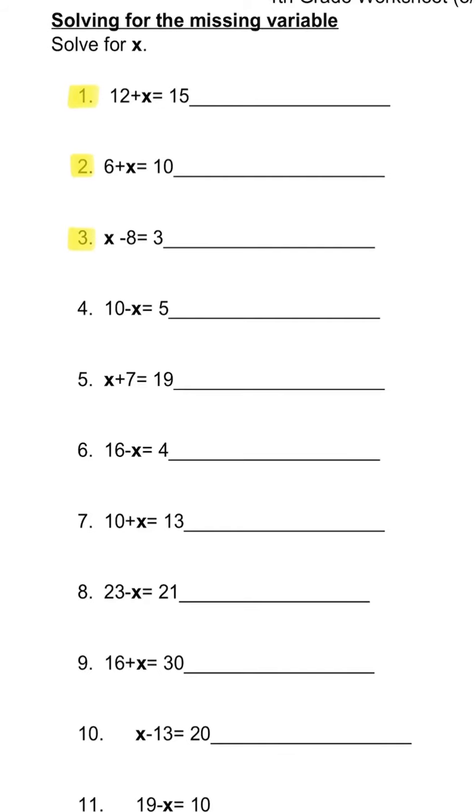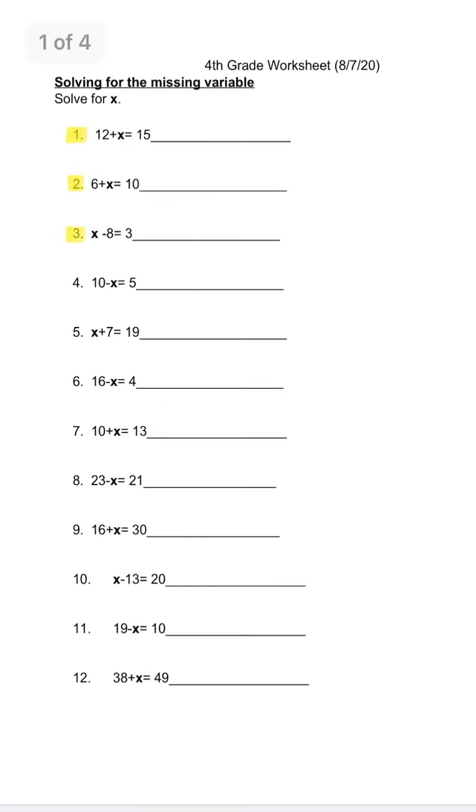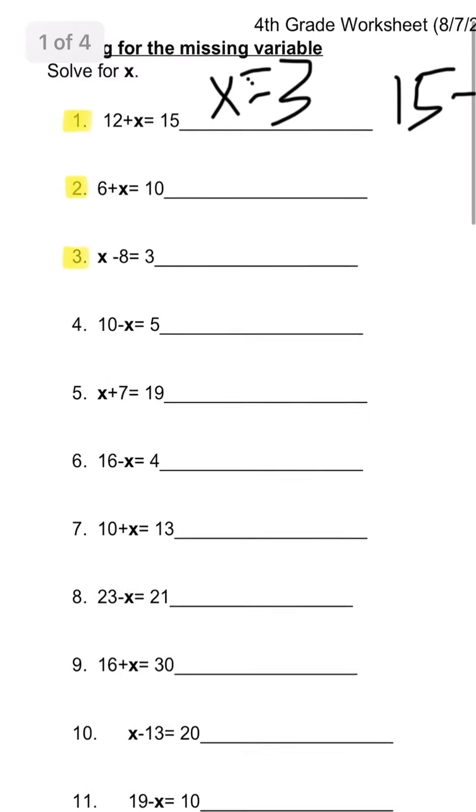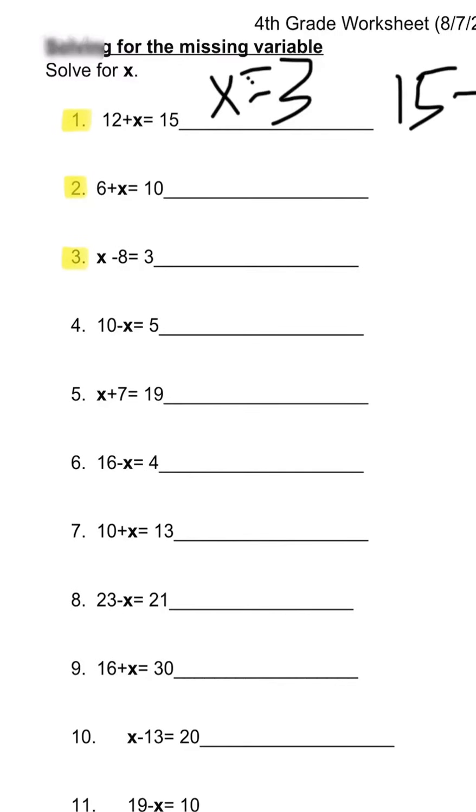It says 12 plus x equals 15. So you're asking yourself, 12 plus what equals 15? Now to solve this, you can go the opposite way using minus instead. So we're going to do 15 minus 12, which is 3. So you're going to put x equals 3. And it's really important to say x equals 3 instead of just writing 3, so that people know what you solved for.